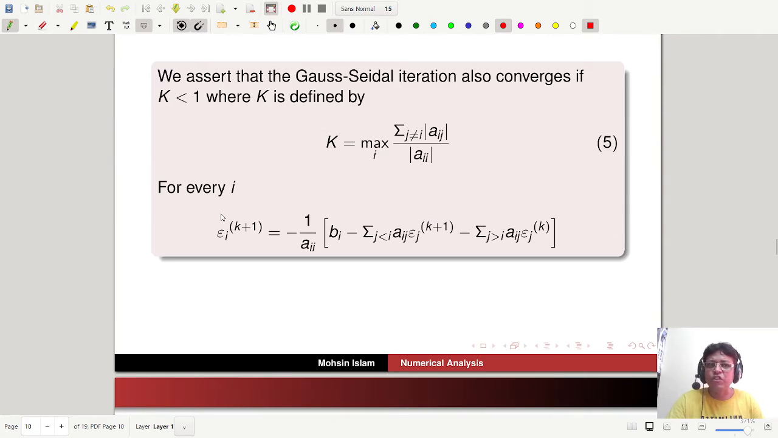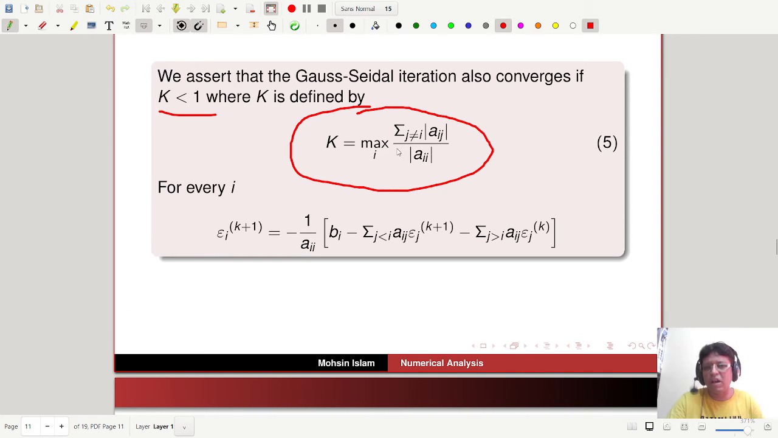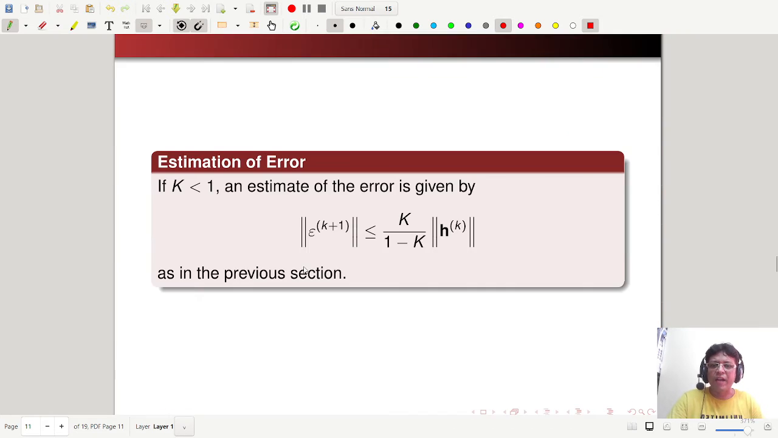And also the conditions are the same. This iteration will converge if k is less than 1, and k is defined as this. Already we defined it in Gauss Jacobi. So this is the same, and you can calculate the error. Similarly, you can calculate the error epsilon i k plus 1, and also the error equation. You can calculate the error equation by the same process. You have to do it like this. So this is also important, the error equation, estimation of error. In this case also it has the same form. This is the error equation.